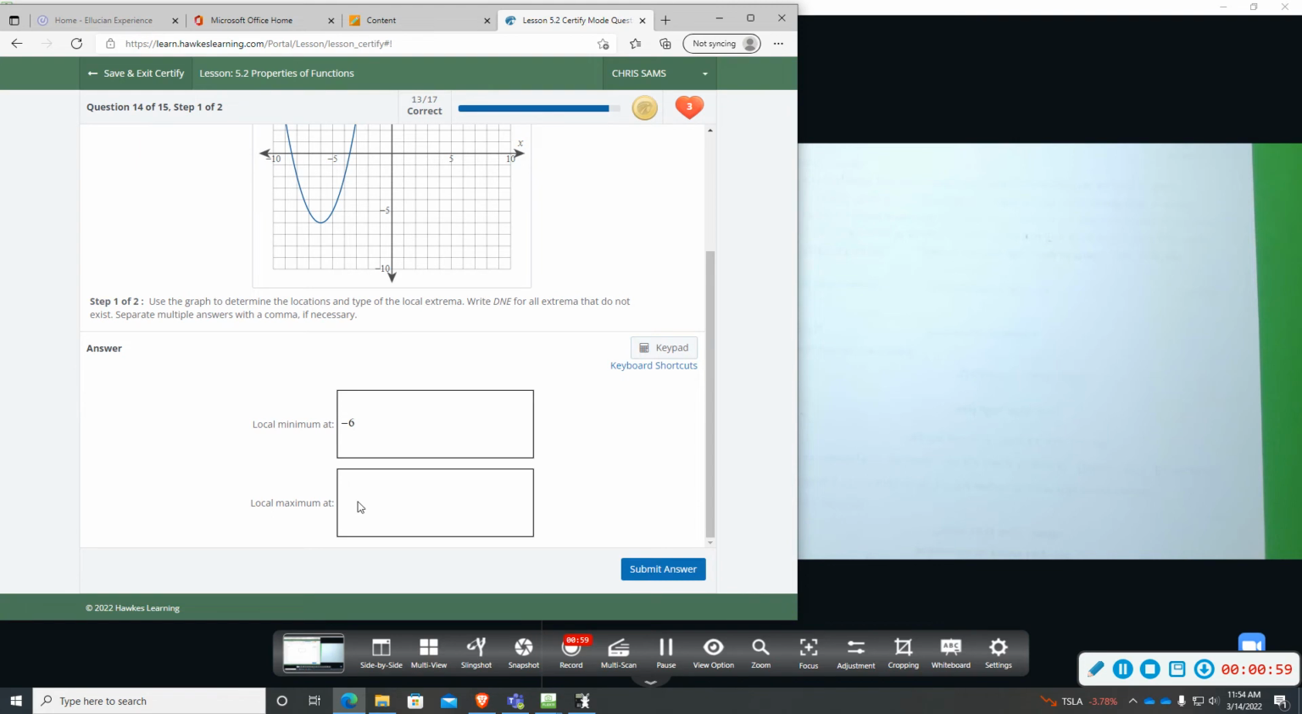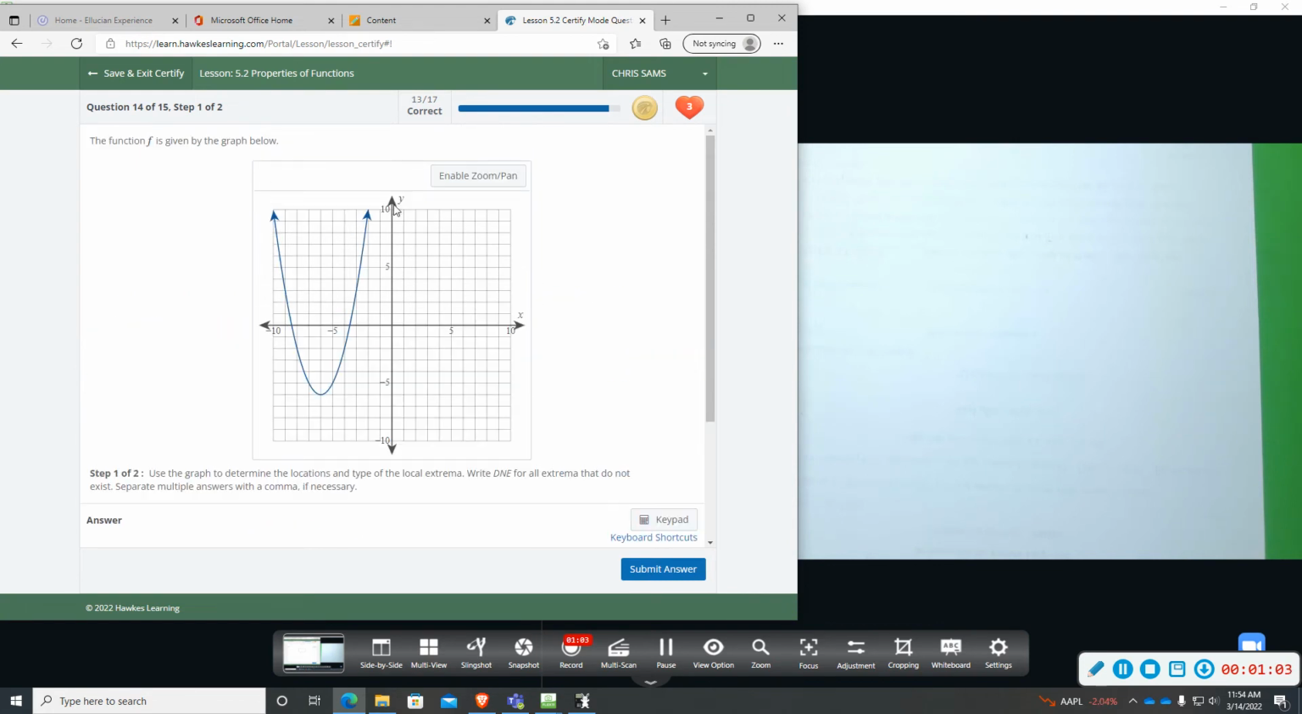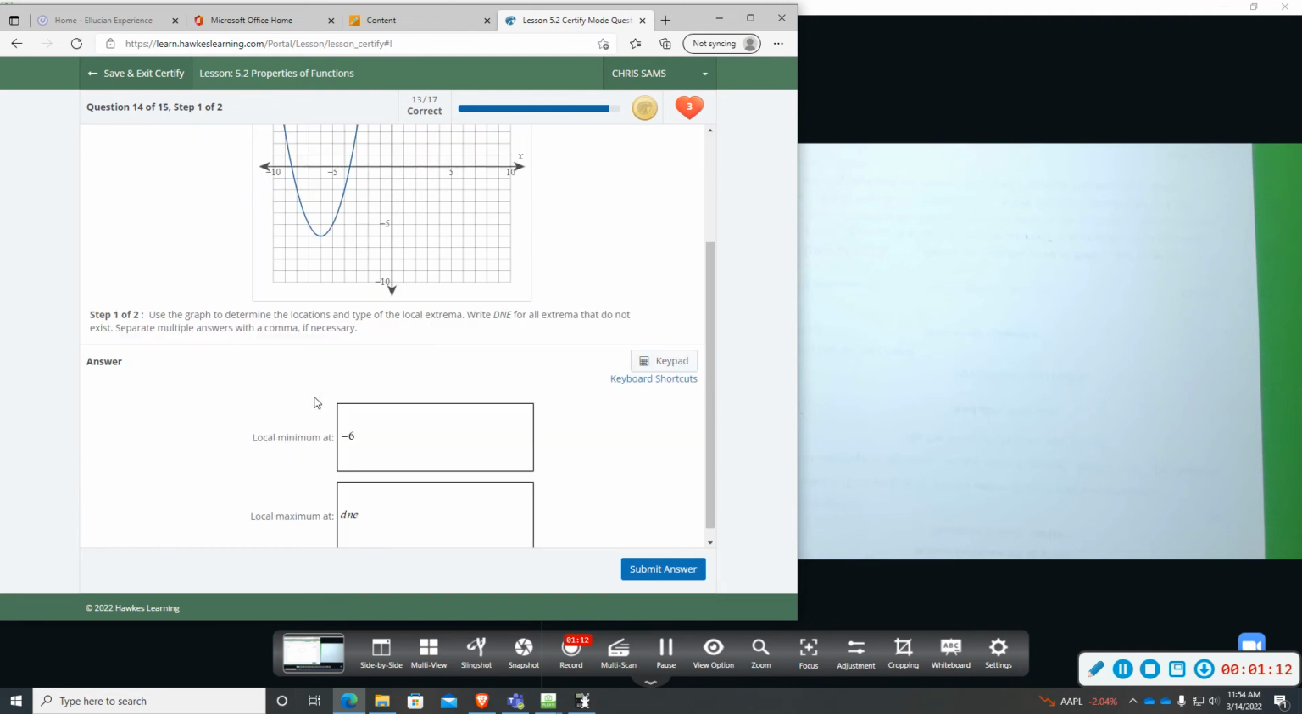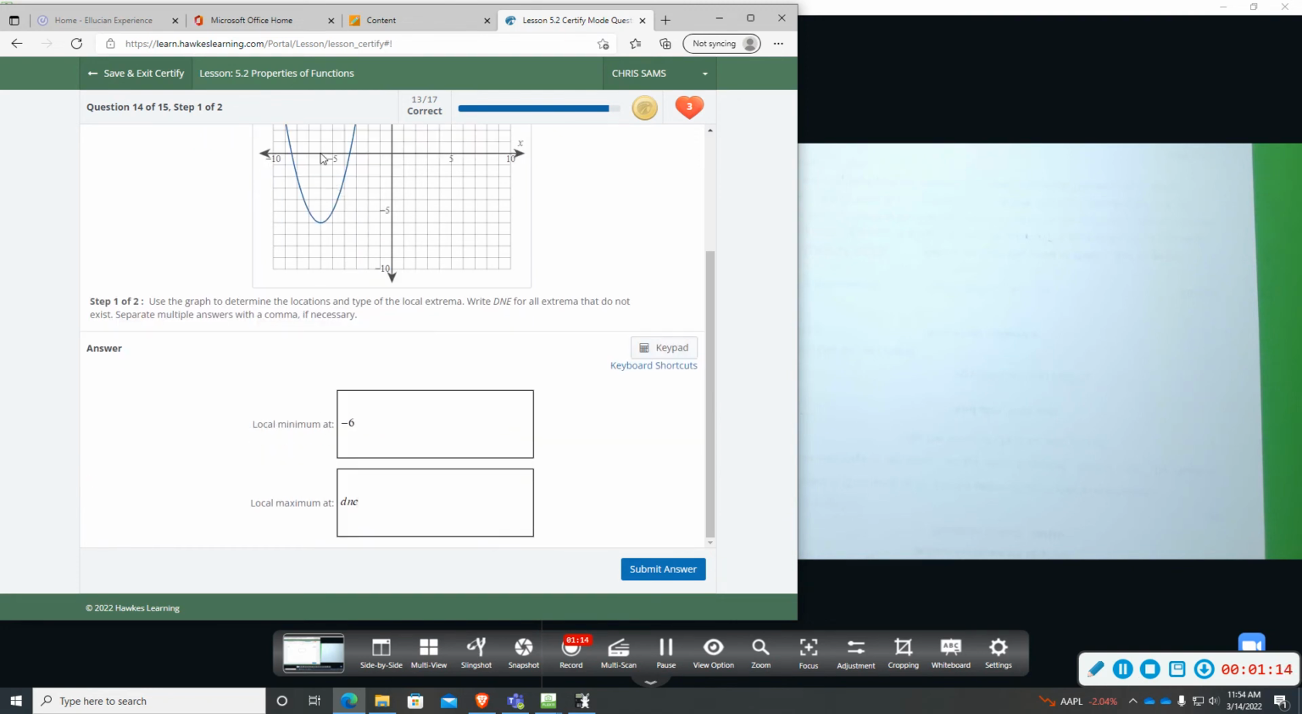Maximum at, there is no maximum, DNE. Now, why is there no maximum? Okay, because these arrowheads go up without bound to infinity, you will not say that 10 is the maximum because this graph goes to infinity. So we have a low point when x is -6. We do not have a maximum.